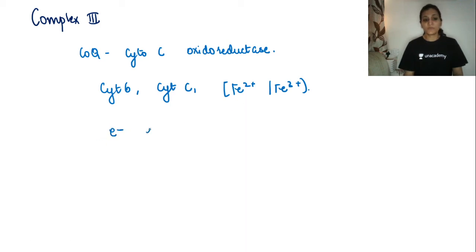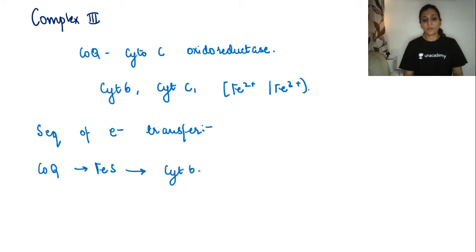And this is the sequence of electron transfer, as we do in every complex. The sequence of electron transfer is going to be coenzyme Q, iron sulfur, cytochrome 1, cytochrome 1. This is the sequence of electron transfer.